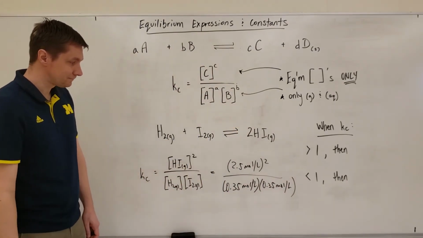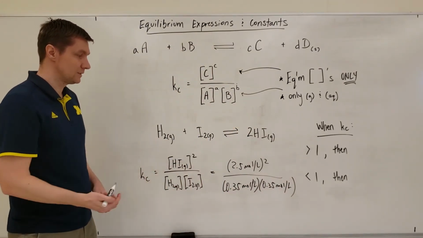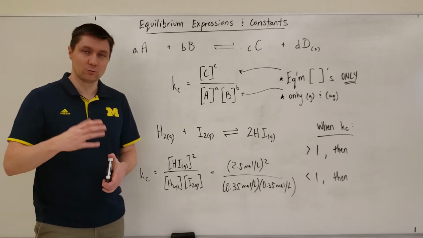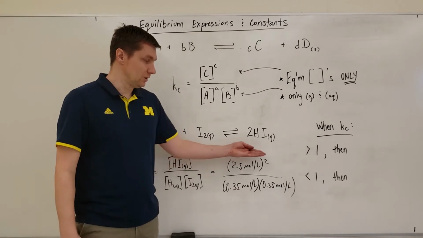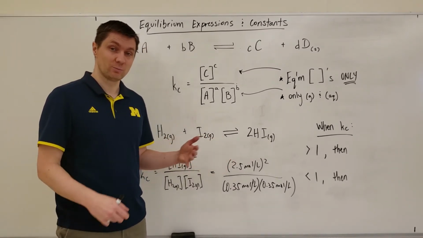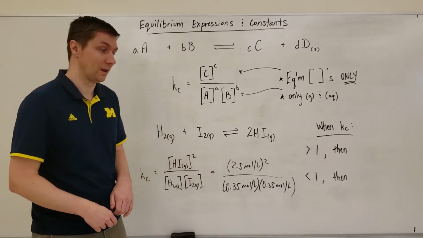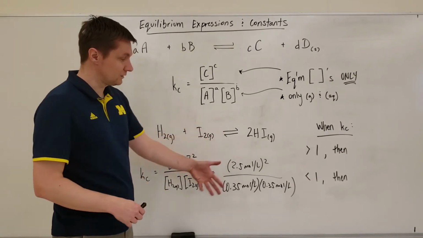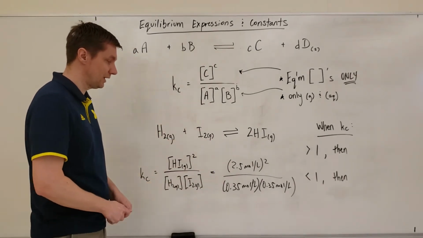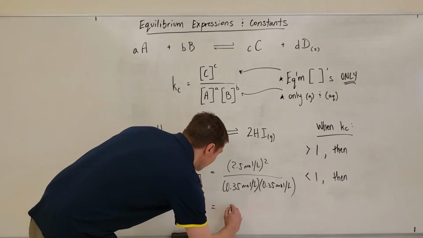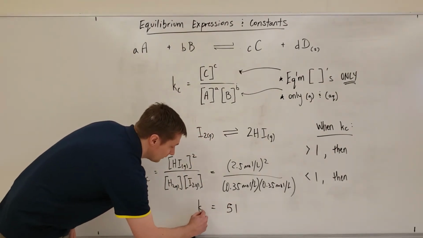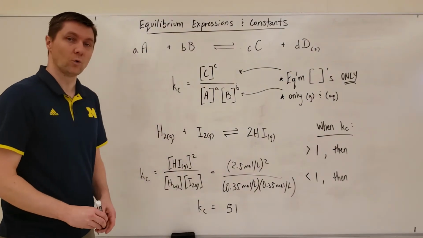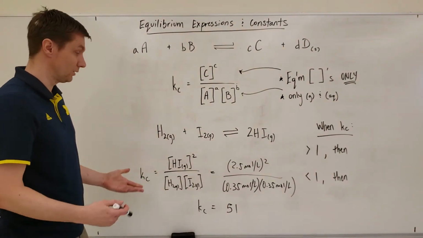Just like that. And then I can plug this into my calculator, remembering the rules of order of operations, meaning that you need to do numbers that have exponents first before you go ahead and do multiplication and division. And so if I plug this into my calculator correctly, I should get 51. Now this is the Kc, the equilibrium constant for this reaction, given these numbers.